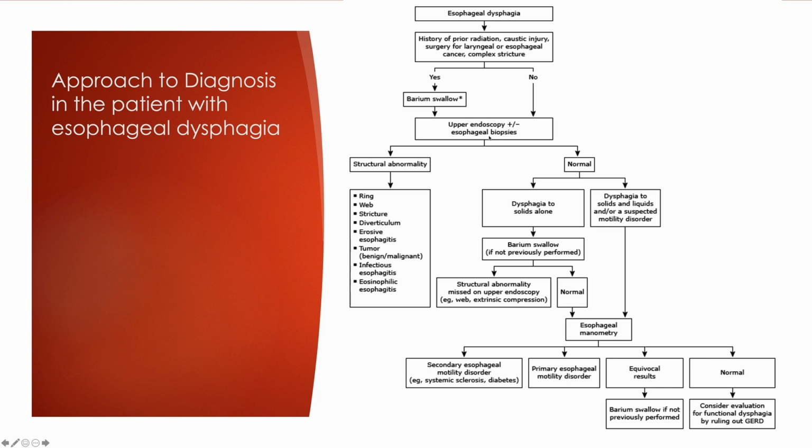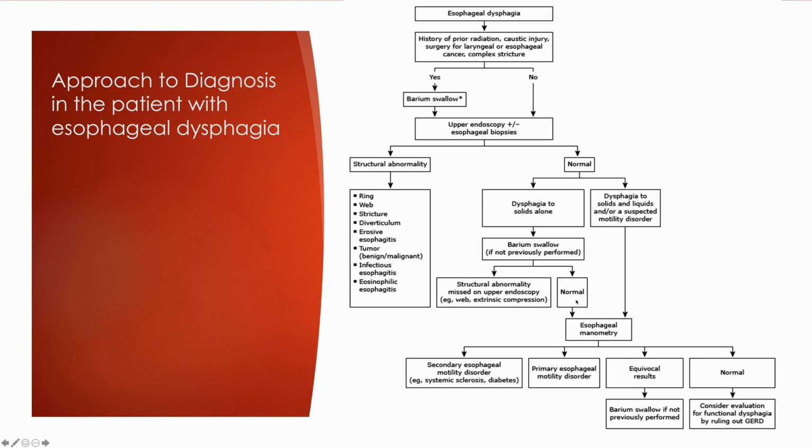After you do the endoscopy and biopsies, those are going to show you structural abnormalities. They're going to show you whether the patient has rings, webs, strictures, diverticulum, whether there's erosive esophagitis or some big tumor, or any other type of esophagitis. You're going to see that on camera with the EGD and with the biopsies. If we don't see anything on the endoscopy, then we need to do some more digging. If the dysphagia is to solids alone, which indicates more of a mechanical obstruction, then we're going to move on to the barium swallow if we didn't already do it. And then it might pick up something that we missed, such as a web or some other mechanical obstruction.